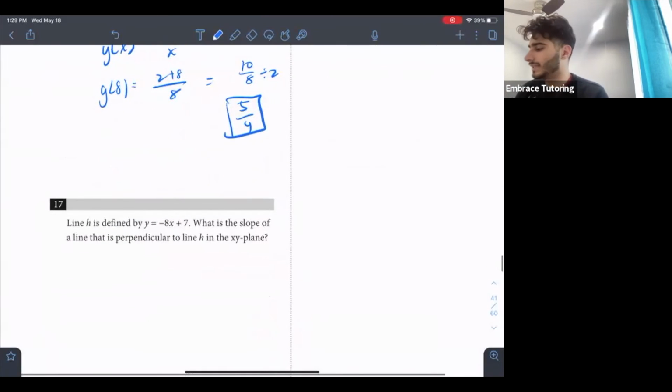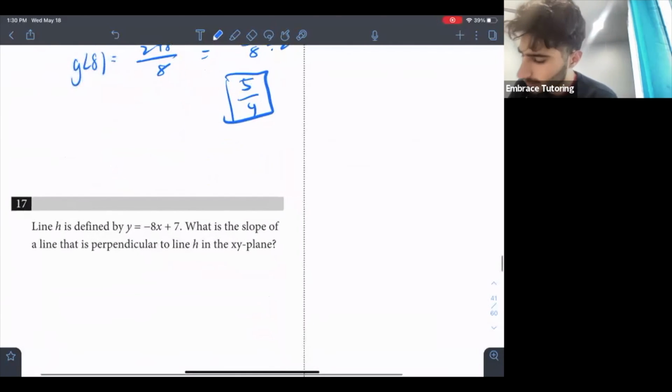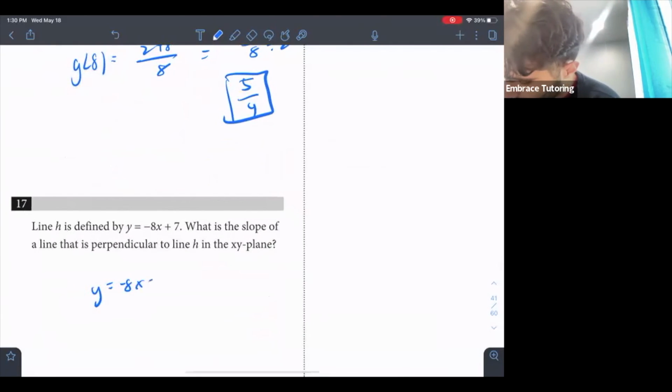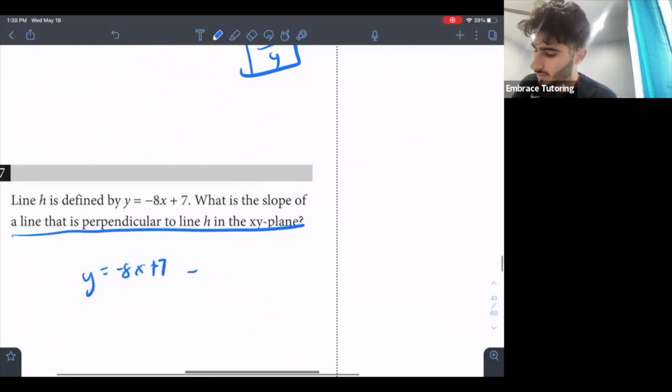Question 17. Line h is defined by y is equal to negative 8x plus 7. What is the slope of a line that is perpendicular to line h? So this is line h. Perpendicular lines have negative reciprocal slopes.